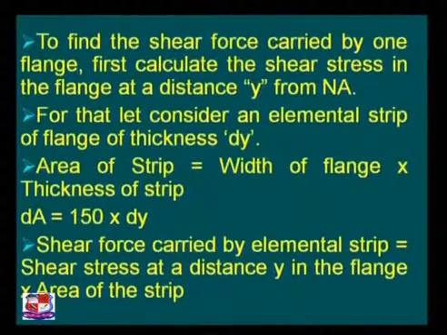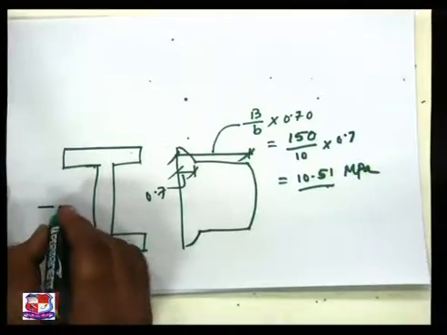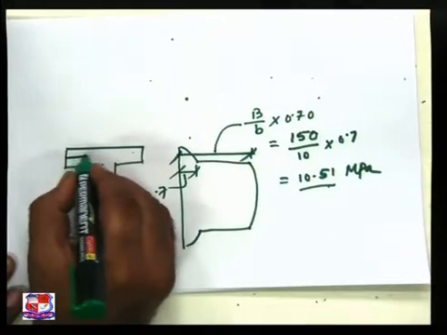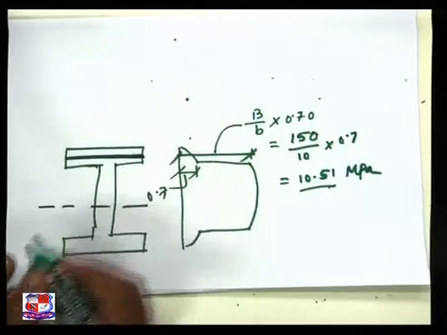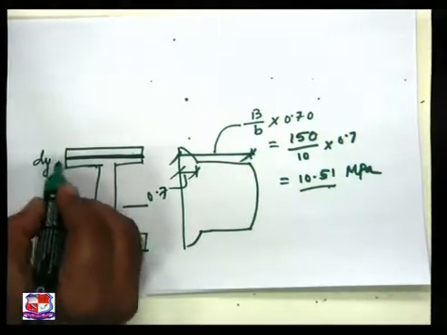Now to find the shear force carried by one flange, first calculate the shear stress in the flange at a distance y from the neutral axis, at any one layer above the web. So for that, let's consider an elemental strip of flange of thickness dy. It is understood over here in this figure. This is my neutral axis. Consider one elemental strip in the flange, one strip having a thickness dy.